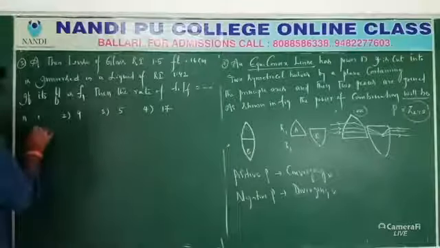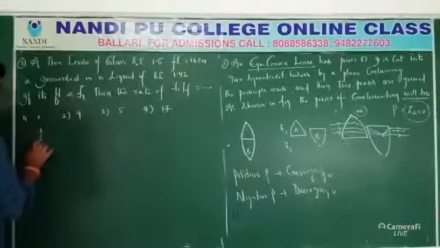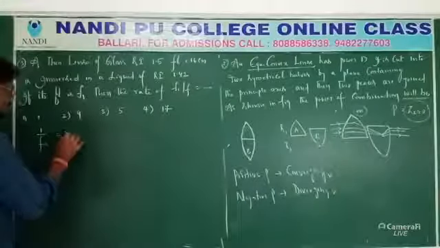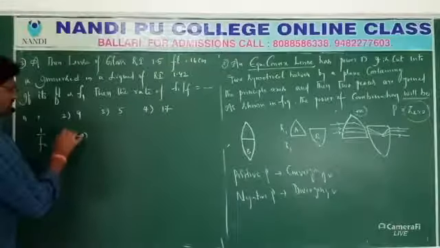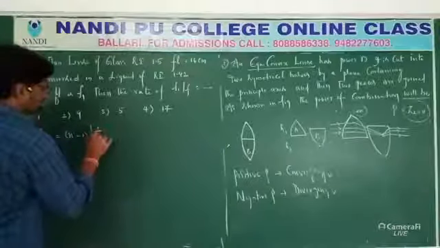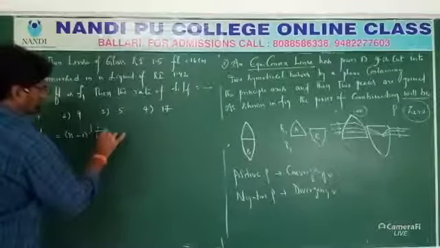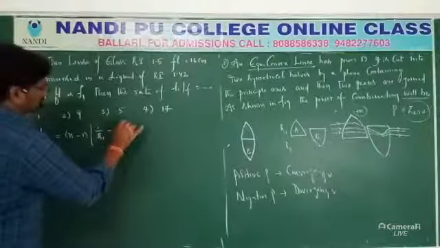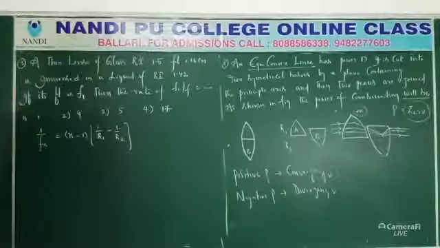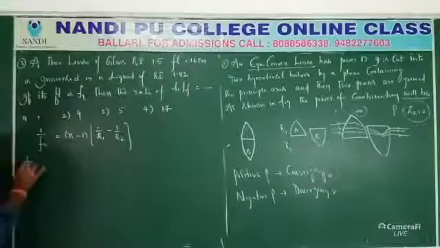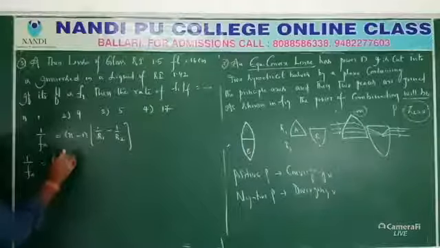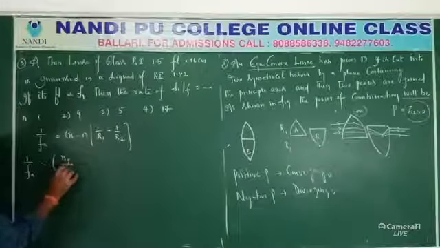We know the expression for the lens maker's formula: 1 by fa in air is equal to (n minus 1) into (1 by R1 minus 1 by R2), where n is the refractive index of the material given. Now for the first case I will apply it: 1 by Fa is equal to n, the refractive index of the glass with respect to air.